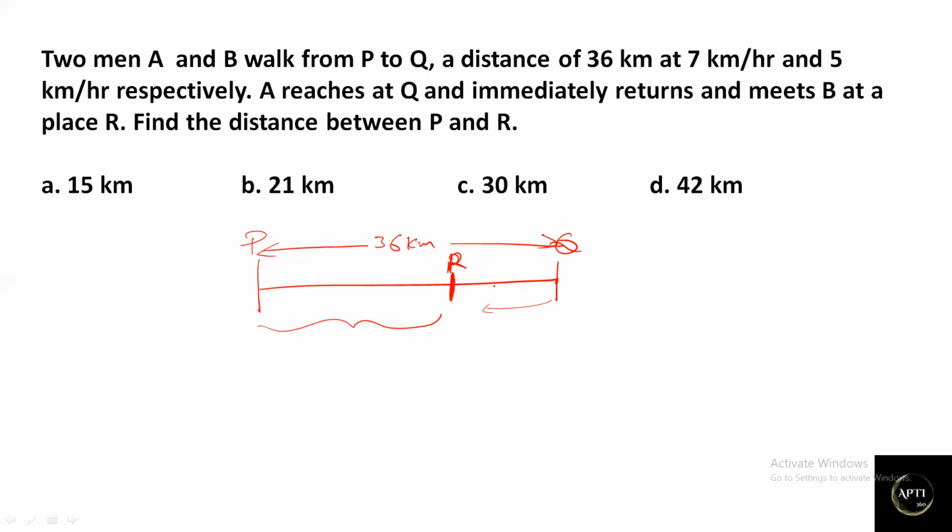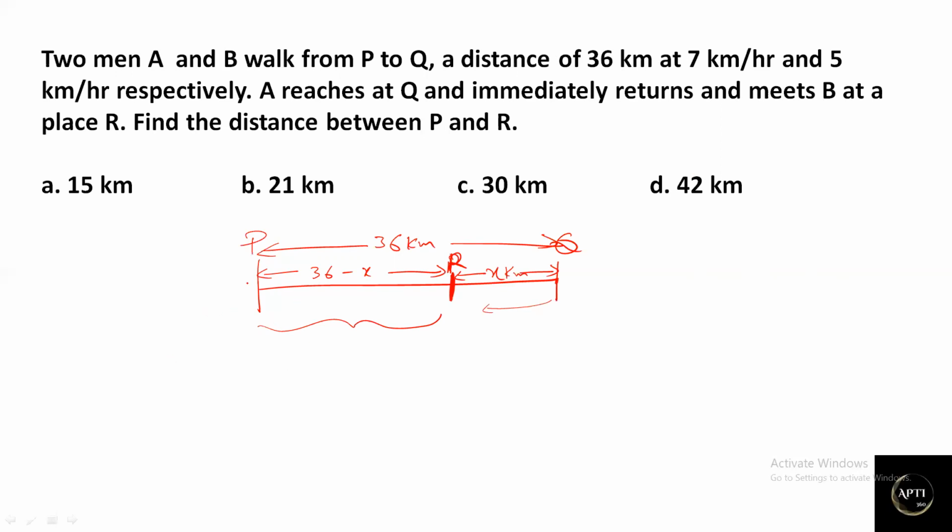Let's consider the distance from R to Q is x kilometers. Now, can I say that P to R is 36 minus x kilometers? Yes or no? The total is 36, and if I remove x, the remaining is 36 minus x. Now from this, I'm going to find it in the simplest way.